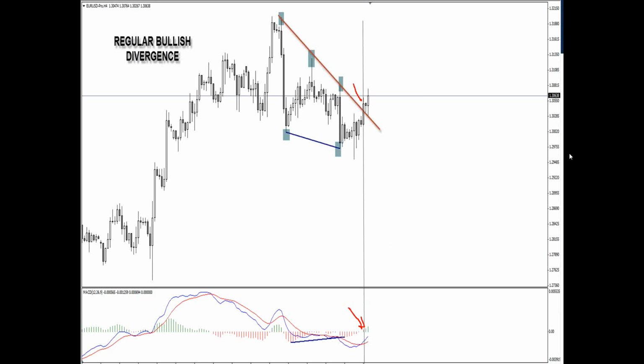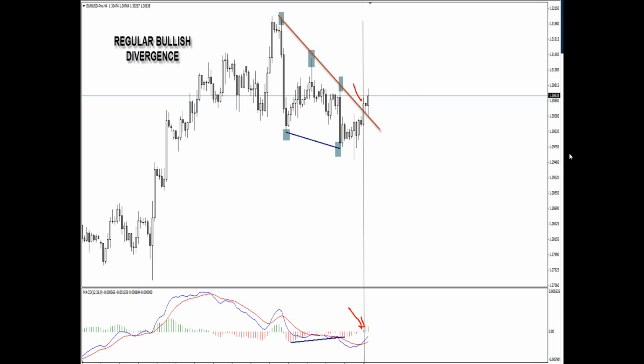Also need to tell you that today is the FOMC statement. We need to be very careful. The news will come out in 1 hour and a half. There will be volatility in the market. And if you're not sure what you're doing, do not take any trades. If you're sure what you're doing, then you can go with it.